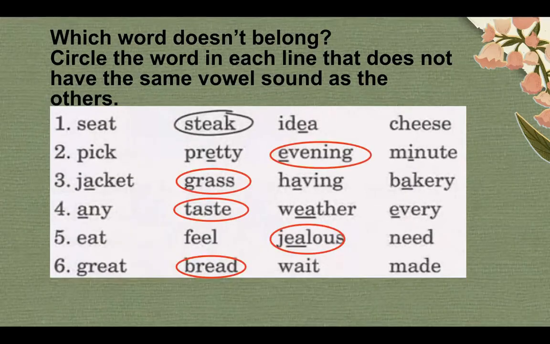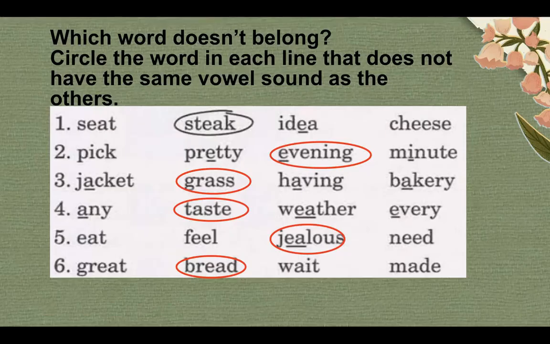Okay, so we have the answer here. The answer for number 2: we have the words peak, pretty, evening, minute. The answer is evening, because the word evening has the vowel sound E. However, the last three words have the short vowel sound E. So evening doesn't belong in this line.